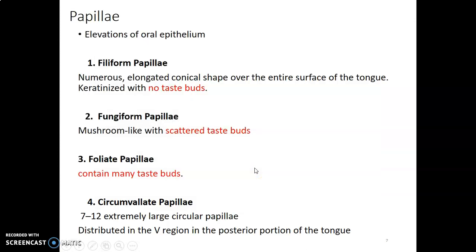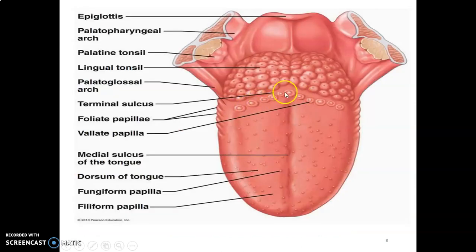The papillae are just elevations on the oral epithelium, and the filiform papillae contain no taste buds, while the fungiform, which are mushroom-like, have scattered taste buds. Foliate also contain many taste buds. Then we have circumvallate papillae that are 7 to 12, and they are large and circular. They are anterior to the terminal sulcus.